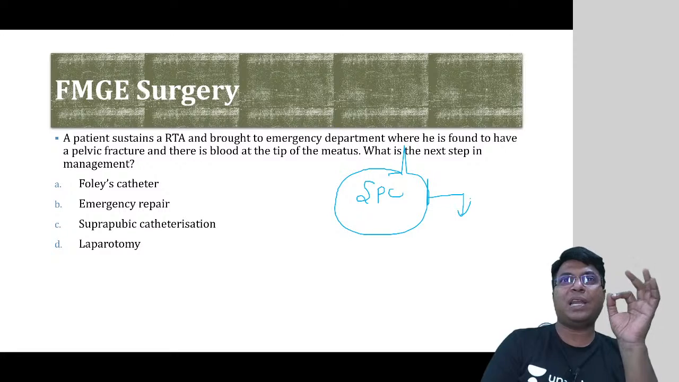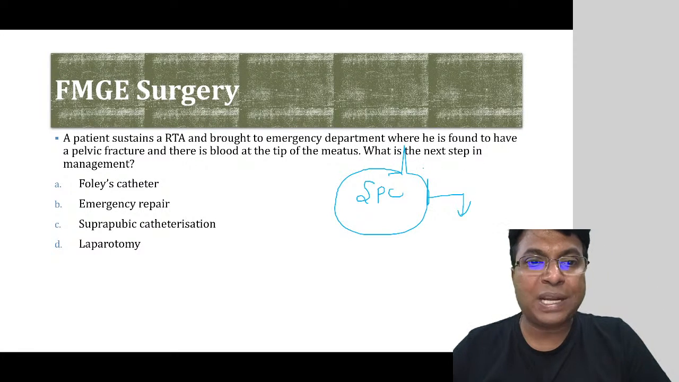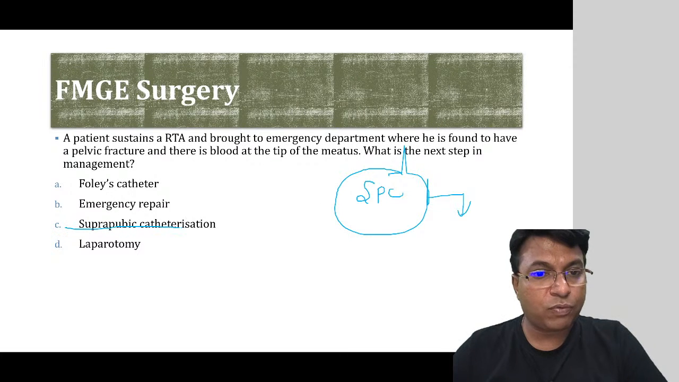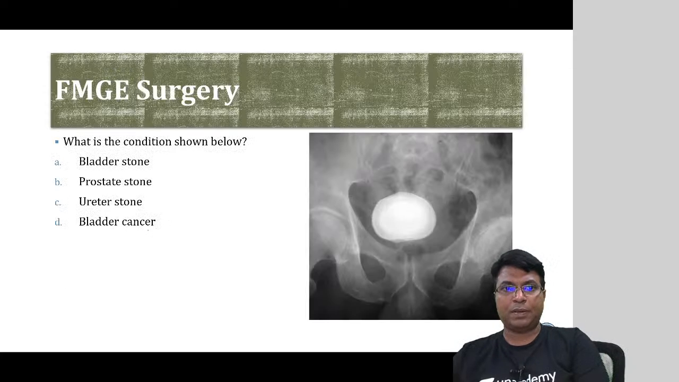You should immediately put a suprapubic catheter. You should not put a Foley's catheter. If you put a Foley's catheter, you will damage the urethra more. Therefore, you should go for suprapubic catheterization. That's the point here for your exams.